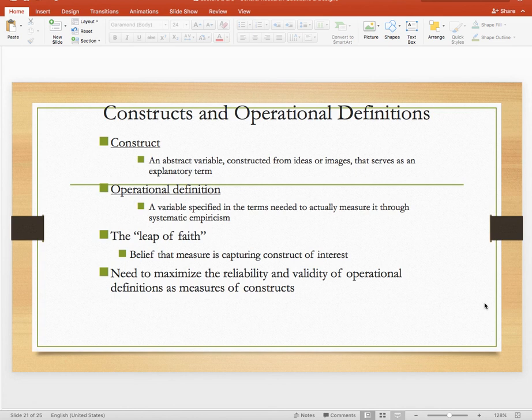So how do I do that? I do that by maximizing two very important factors. And those two factors are reliability and validity. Very, very important factors that I want to try to maximize. All right, everyone good?